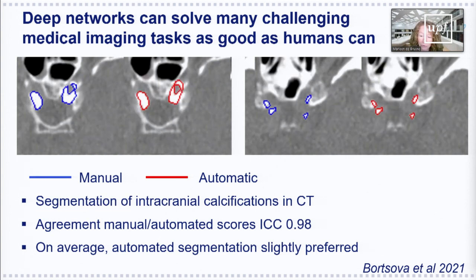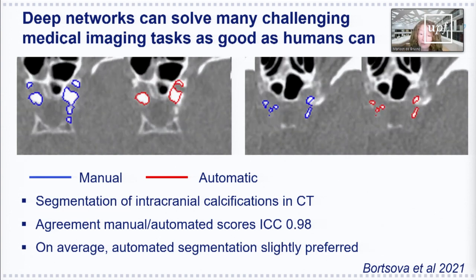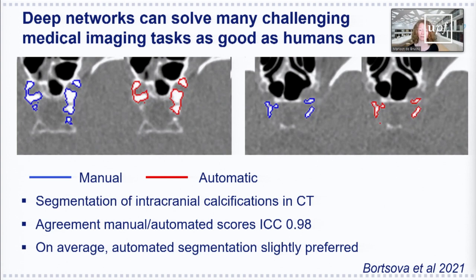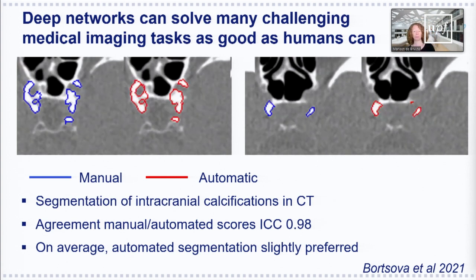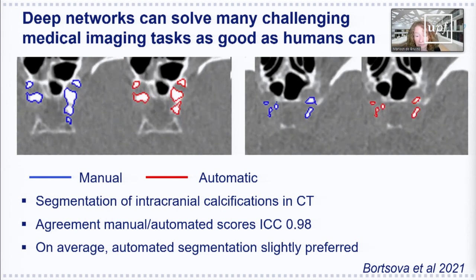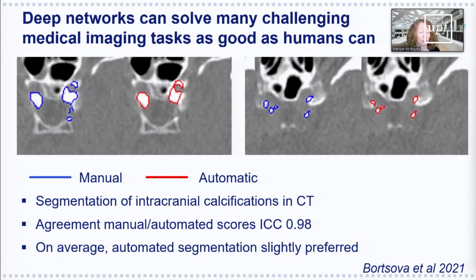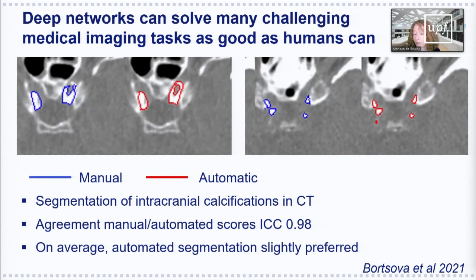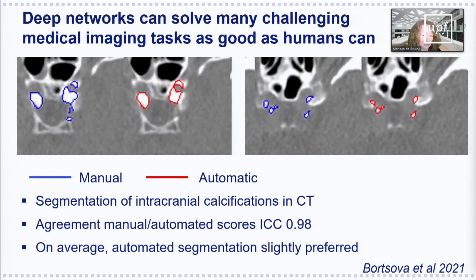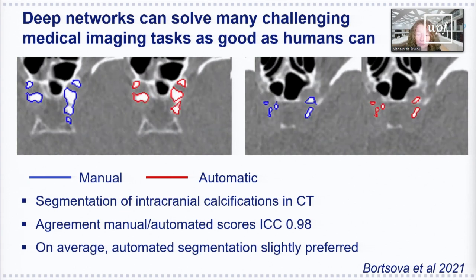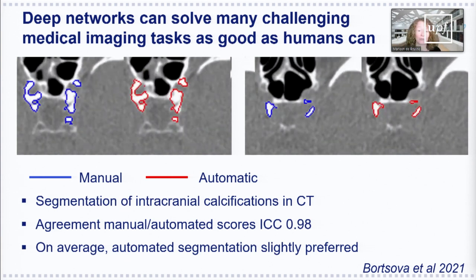Here you can see the result of a simple convolutional neural network with the manual annotations in blue and the automated annotations in red. And you see a very good agreement between manual and automated scores. And if we had a second observer look at these images, they actually had a slight preference for the automated scores. This is just one example.